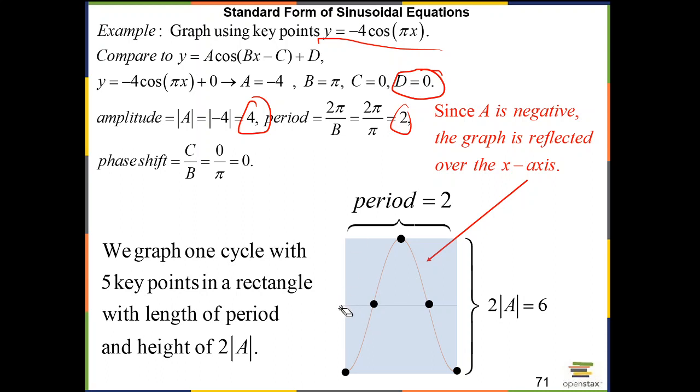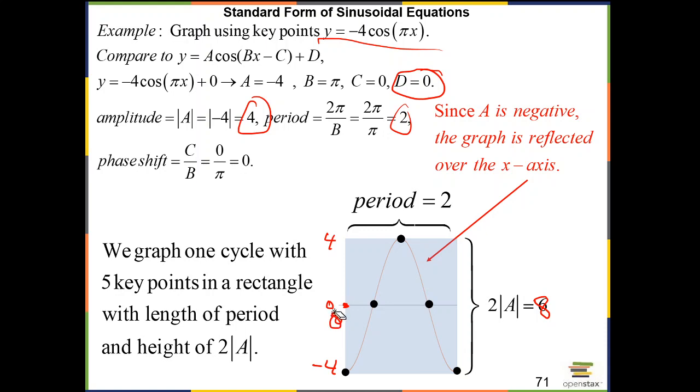So again, we start from 0. We go up 4 and down 4. And I just noticed this has to be 8, not 6. So this distance is 8, and the period is 2. Now what do we start with on the x-axis? We know in terms of y, this is 0, but what about in terms of x? Well, in terms of x, that's our phase shift, and the phase shift is 0. So we start from 0 here and also on the x-axis.